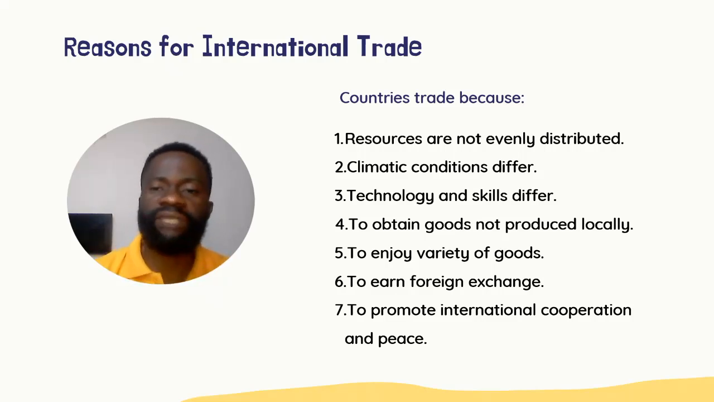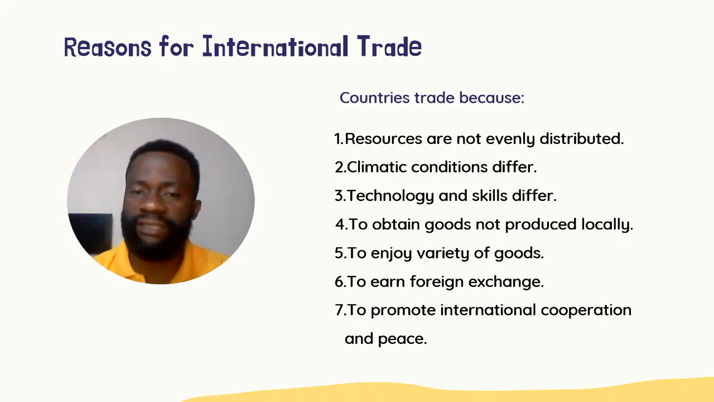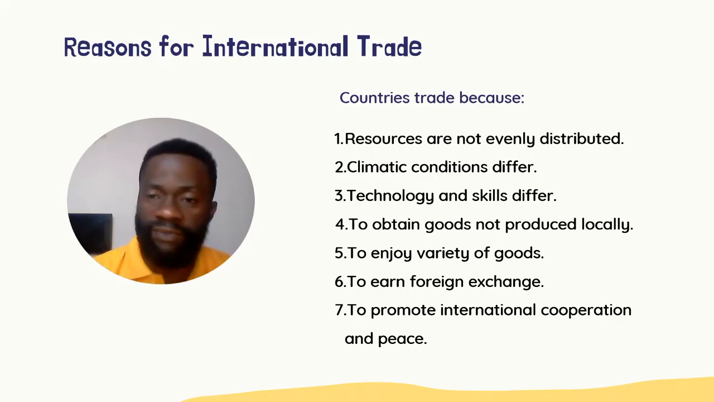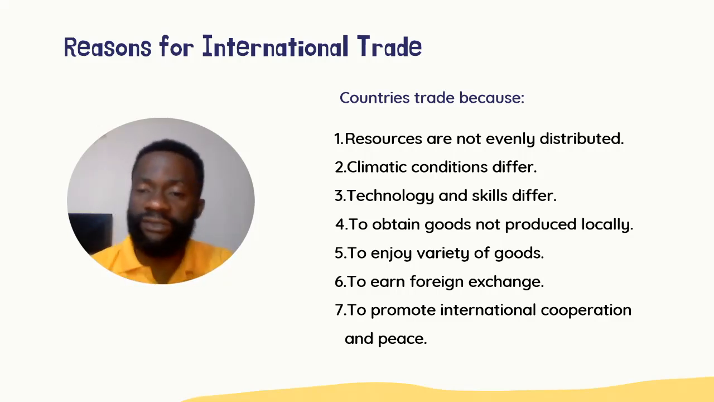Now, to obtain goods that are not produced locally, for instance, there are some goods that are not produced here in Nigeria, and for you to have access to such goods, you have to buy from other countries. And also, they might want what they don't have in their place. They have to buy from us, so we sell to them. So that is one of the reasons why countries trade among themselves.